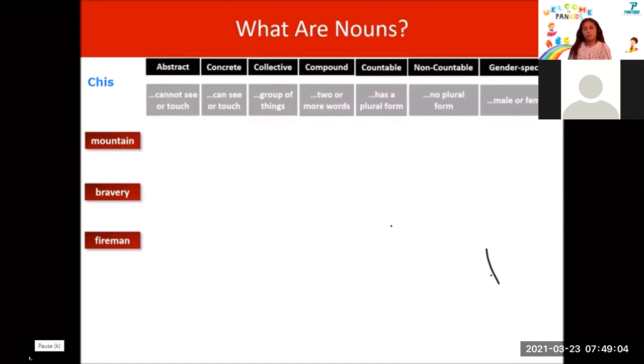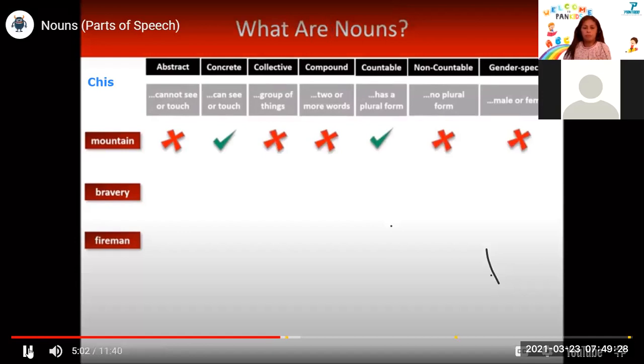Take the word mountain. Well, it's not an abstract noun. You can see a mountain, so it must be a concrete noun. It's not a collective noun, because it doesn't represent a group of things. It's not made up of two or more words. It has a plural form, making it a countable noun, so it can't be a non-countable noun. And it's not gender specific. So mountain is a common noun.